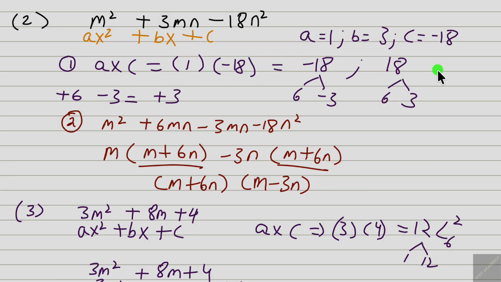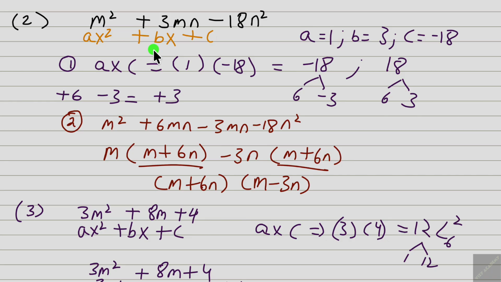and also plus 6 minus 3 is plus 3. The method I prefer is I multiply 18 times 1, that is 18, that is 6 times 3, and then play with the signs. So plus 6 minus 3 will be equal to plus 3. If it was negative 3 here, it would be negative 6 plus 3, that is equal to negative 3.